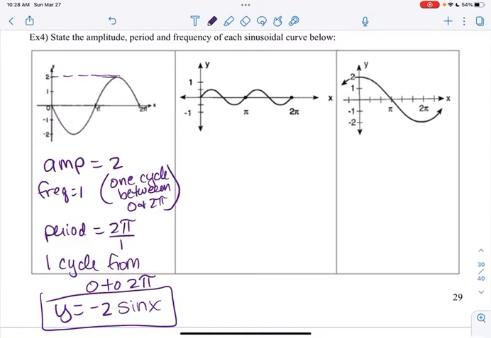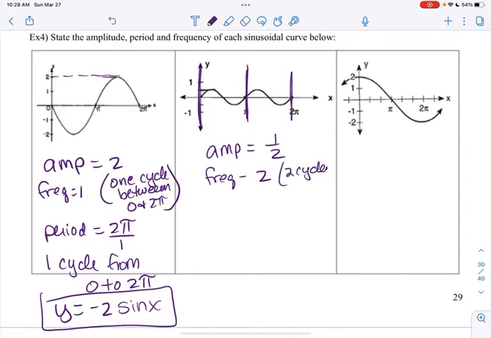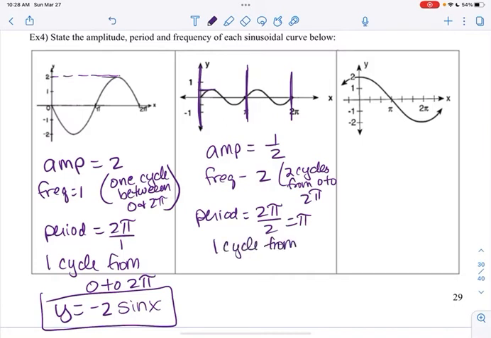Okay. Next one, amplitude. That's my height. That's the easy one. Amplitude is 1/2. It's a little bit shorter. My frequency is 2 because I have 2 cycles. Here's 1 cycle. Here's 2 cycles. I have 2 cycles from 0 to 2 pi. So that means my b is 2. The period is 2 pi over b, so my period is pi. I have 1 cycle from 0 to pi.